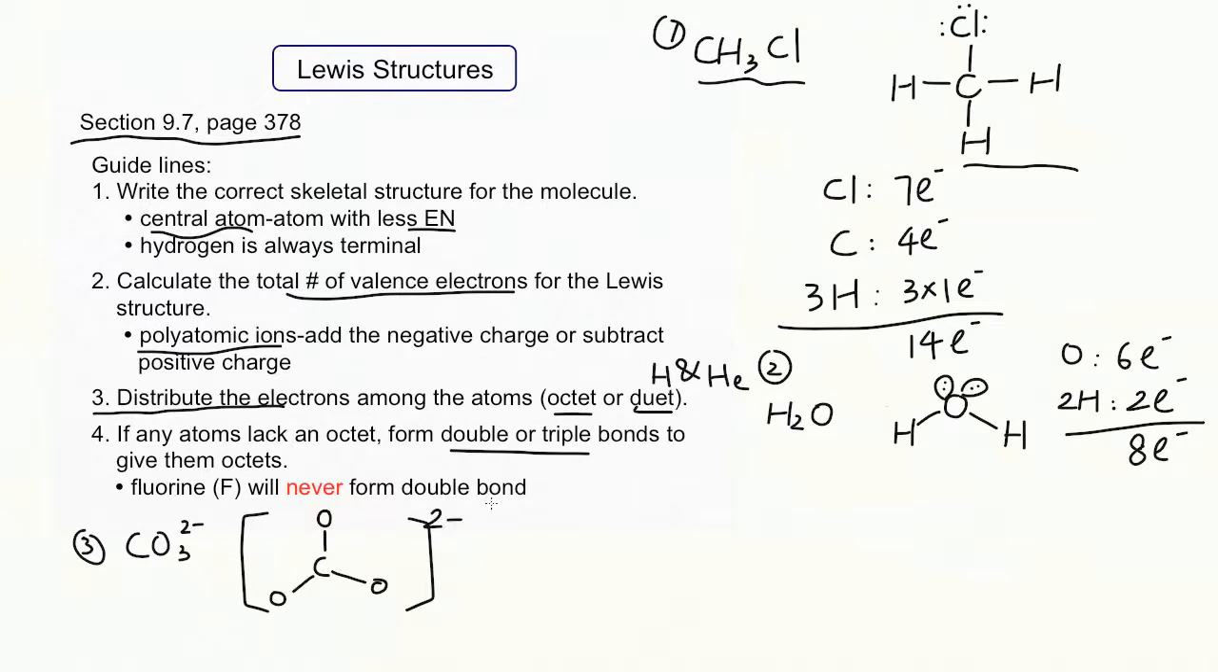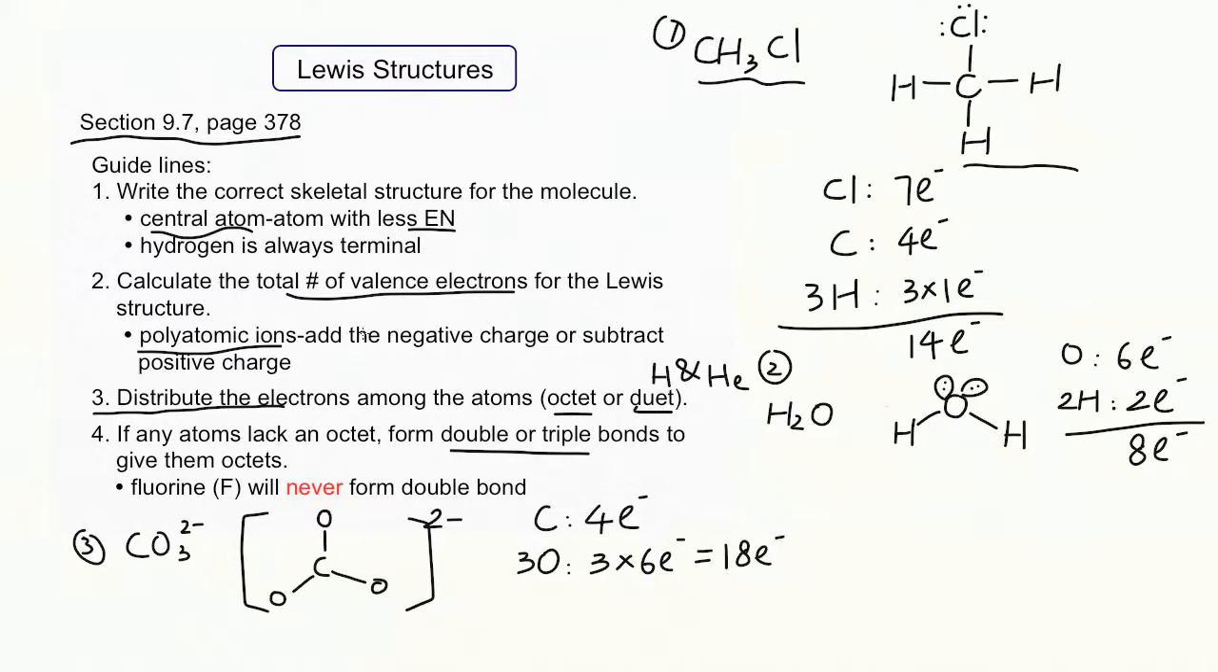2 minus. Now here, let's count the total valence electrons. 1 carbon, 4 electrons. 1 oxygen is 6 electrons. But because you have 3 oxygen, so 3 times 6 valence electrons, it gives you 18.